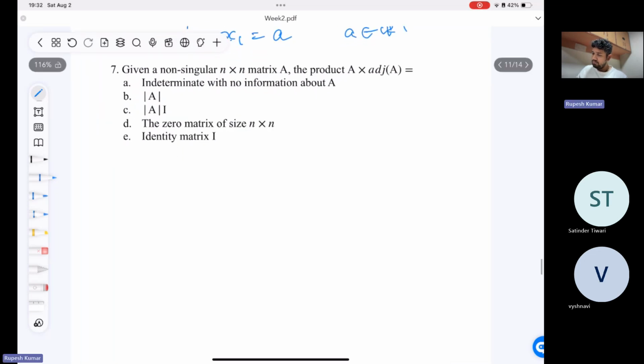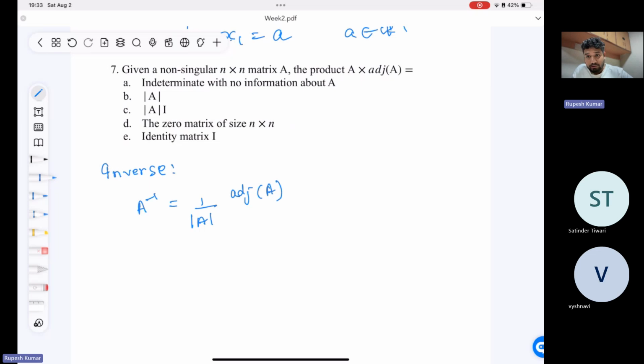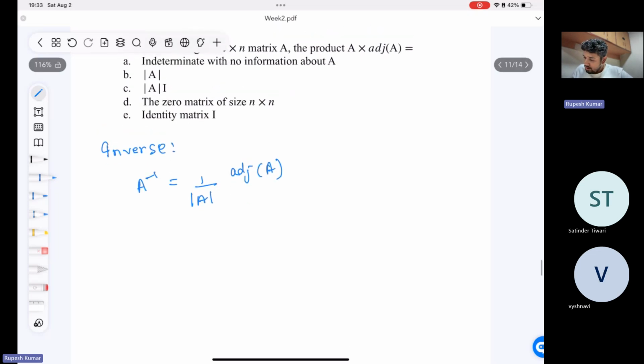So given a non-singular n cross n matrix, the product A into adjugate of A is equal to, right? For this, we will use the formula for the matrix inverse. We all know that A inverse equals 1 by determinant of A multiplied by adjugate of A, right? Everyone, do you remember this formula? Now we want to find the value of adjugate of A. So adjugate of A is equal to determinant of A into A inverse, right?